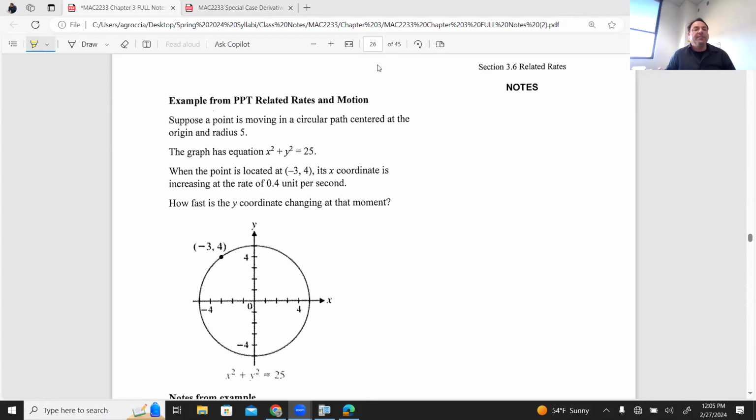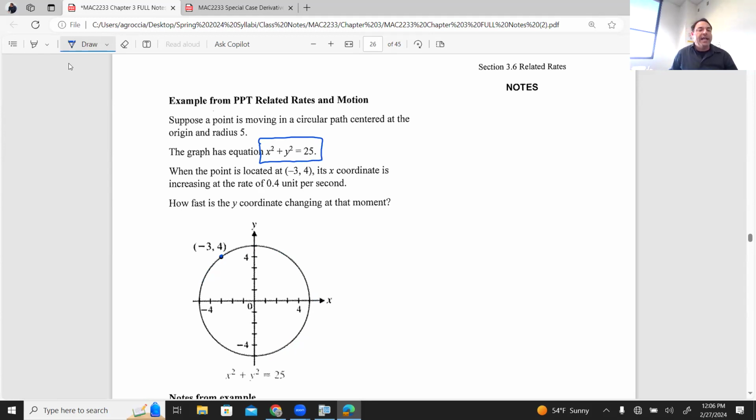Okay, so here it says, suppose a point is moving around a circular path centered at the origin and radius 5. So here's this point, and this point is going around the circle, around and around. It says with a radius of 5. Radius is the distance from the center to the outside of a circle. And the graph has an equation, x squared plus y squared equals 25. That's the equation of a circle.